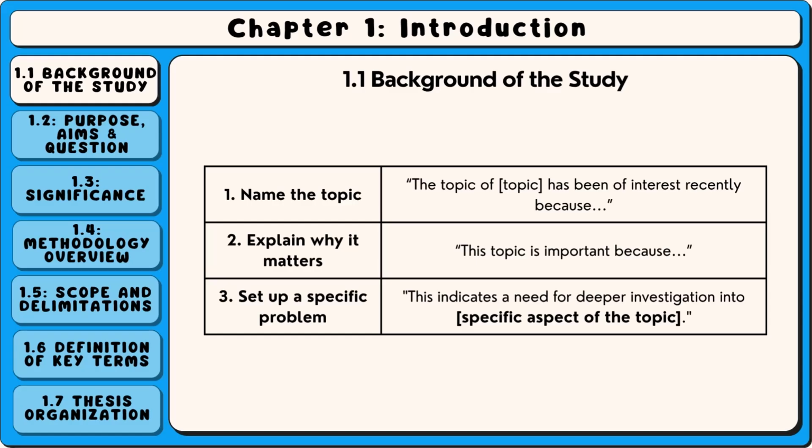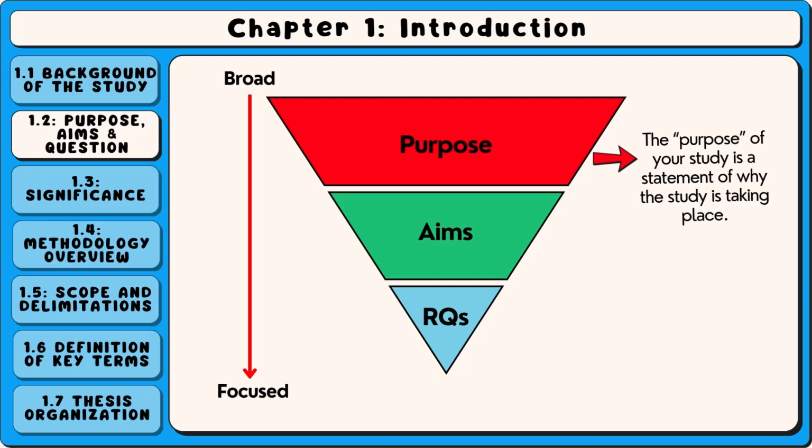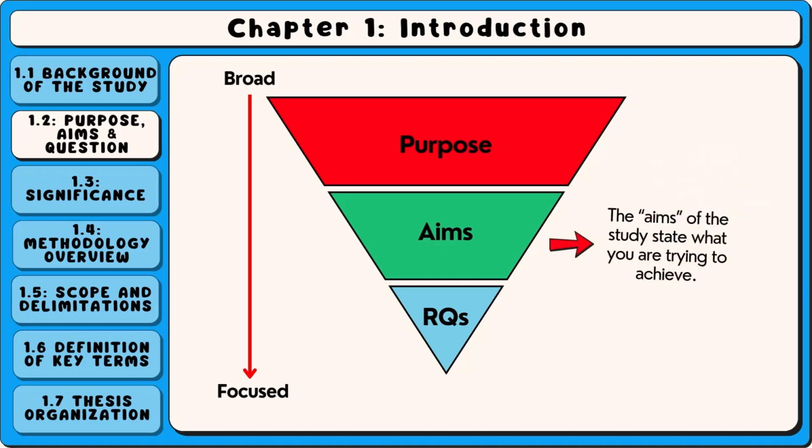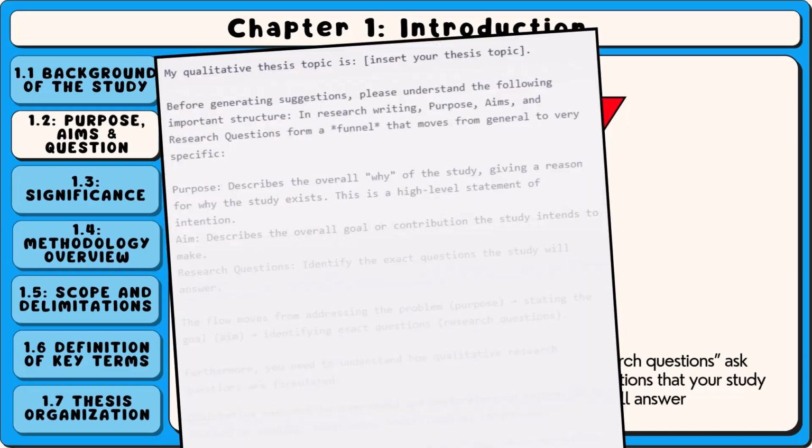In this subsection, we named our topic, we explained why it matters, and we set up a specific problem. Section 1.2 outlines the purpose, aims, and research questions for your study. This section goes from broad to focused, where the purpose is a broad statement of why the study is taking place, the aims outline what you are trying to achieve, and the research questions are specific questions that your study will attempt to answer.